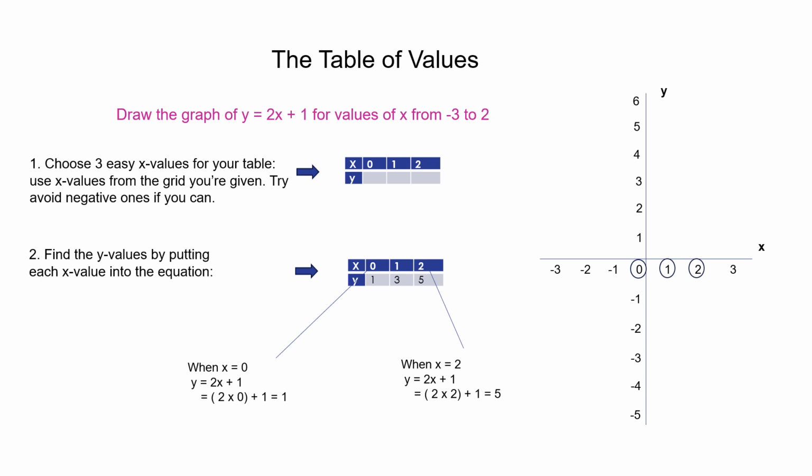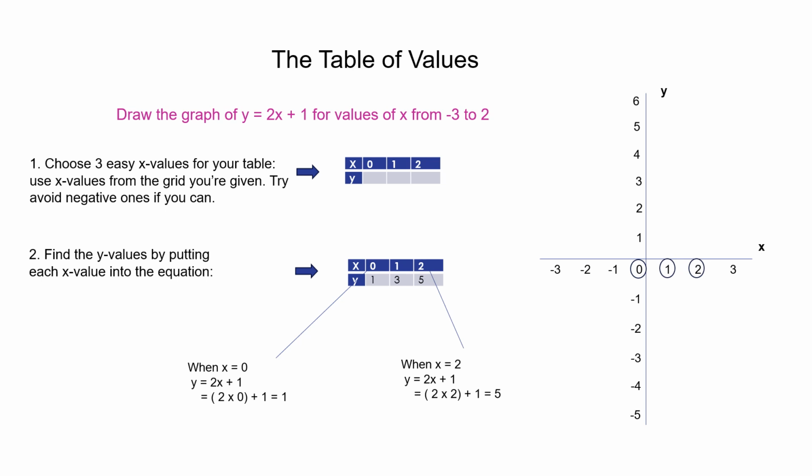This is where the line crosses the y-axis. Here is a simple and efficient method to plot a straight line graph using a table of values. To start, you need the equation of the line. Let's use the example of draw the graph of y equals 2x plus 1 for values of x from -3 to 2. The goal is to find the points that lie on this line so you can plot them accurately on the graph. To do this, you first create a table of values that will help you organize the coordinates.